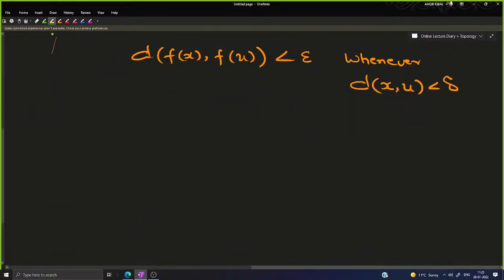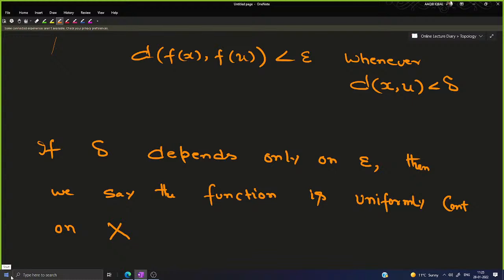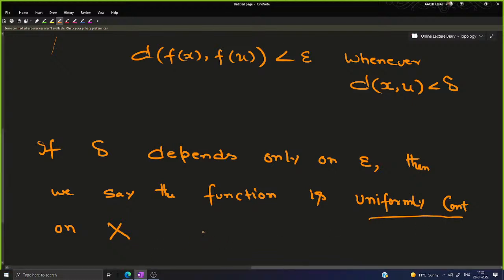मैं वो भी लिखने जा रहा हूँ. If this delta depends only on epsilon, then we say the function is uniformly continuous on the space capital X. और यहां से आपको समझना है this uniform continuity is a global property. मैं कह रहा हूँ it's uniformly continuous on the whole space X. So this uniform continuity is actually a global property.